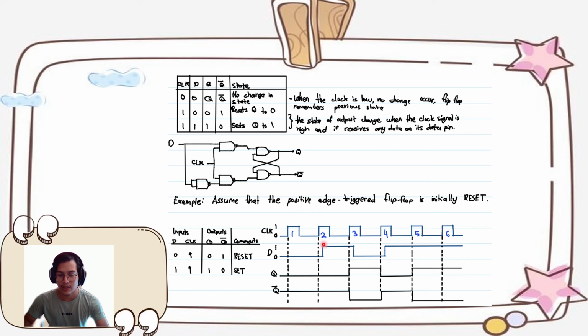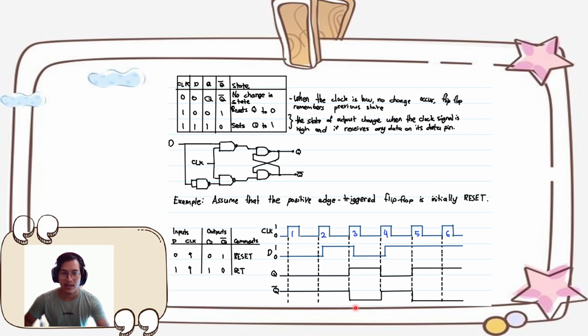So we count at the edge only. After passing the edge, we don't count it anymore. So we wait for clock 3. And then for clock 3, D is now 1, then Q goes to 1 also. After that, at cycle 4, D is equal to 0, and then the output will be 0, and vice versa. So Q bar is basically the opposite of the Q that we got, so the waveform will be like this.